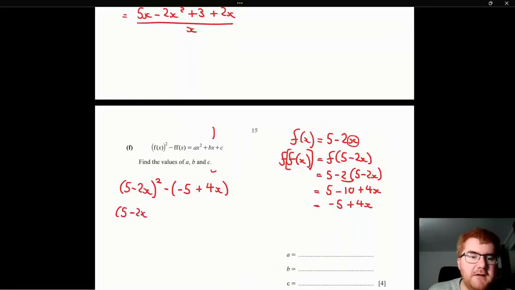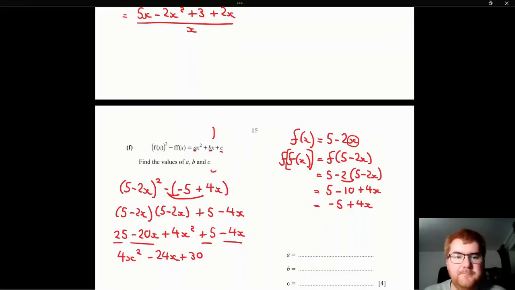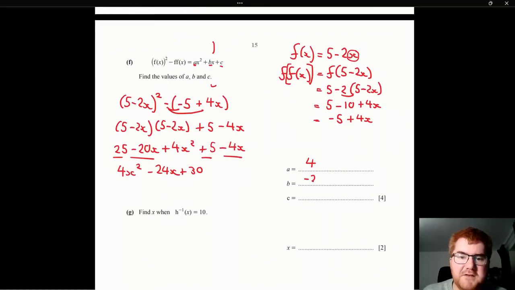Remember, squaring something, you times it by itself. With this minus here, this applies to both, so we get a plus 5 and a minus 4x. Expand this out, standard procedure, we get 25 minus 20x plus 4x squared plus 5 minus 4x. This then gives us 4x squared, minus 20x minus 4x is minus 24x, and 25 plus 5 is 30. So we need the a, the b, and the c here. That gives us then 4, minus 24 and 30.